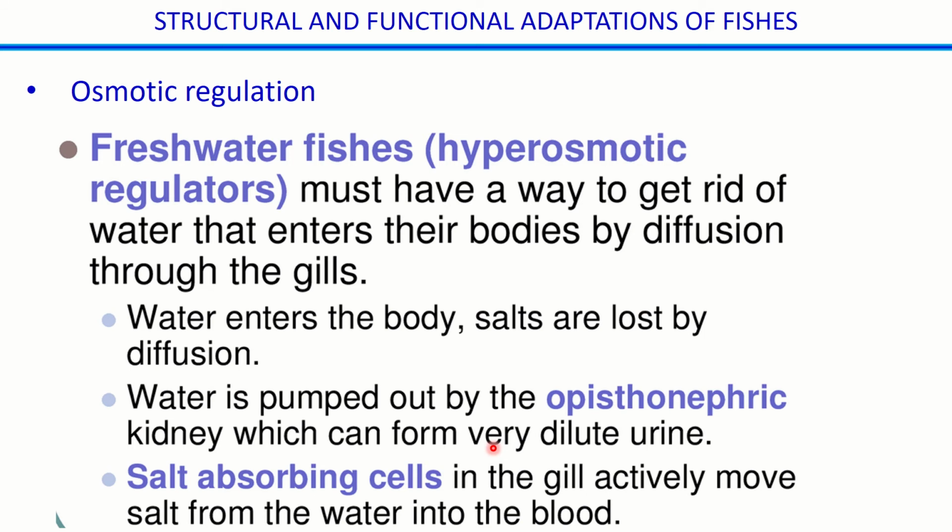Okay. So, osmotic regulators. Freshwater fish are hyperosmotic regulators. They must have a way to get rid of water that enters their bodies by diffusion through the gills. Because they use that osmotic potential, the salt concentration, to allow them not only to move the salt, the concentration of salt moves water between your membranes.